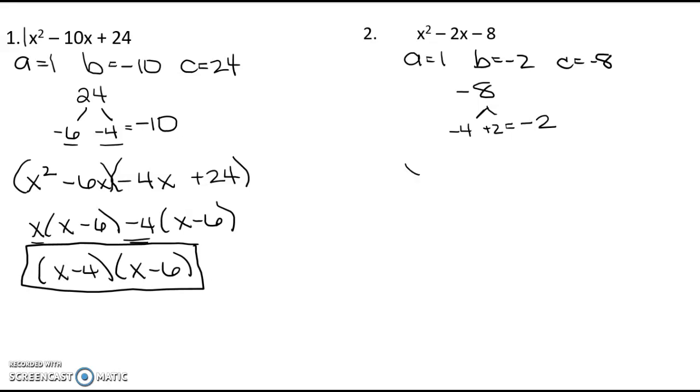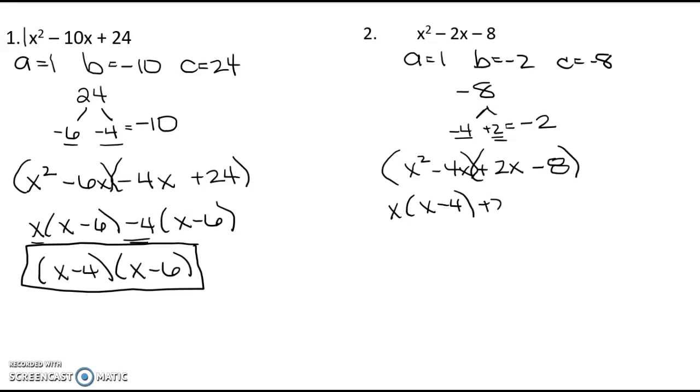I'm going to rewrite this. I'm going to write my first term, write my last term, and in the middle, I'm going to use these 2 numbers with x's attached. Group my first two, group my last two. What can I pull out of this first grouping? I can pull out an x, which leaves me with x minus 4. What can I pull out of the second grouping? A 2 to give me x minus 4.